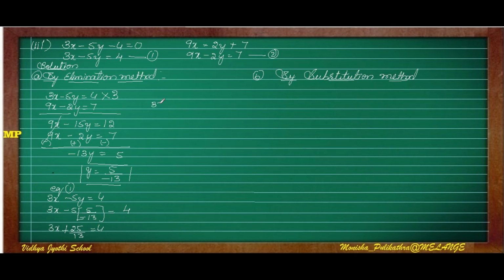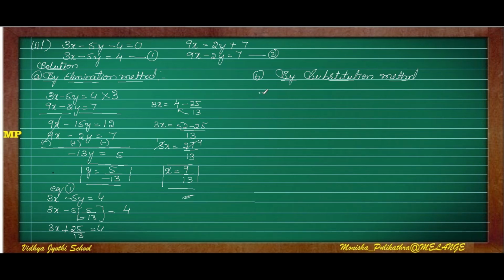Next I will be shifting this 25 to that side. So 4 minus 25 divided by 13. So 3x is equal to, here 13 4s are 52, minus 25, divided by 13. So 3x is equal to 52 minus 25 is 27 divided by 13. Here 3 1s are 3, 3 9s are 27. So the value of x is 9 by 13 and the value of y is 5 by minus 13. The same way we have to do it for the substitution method.